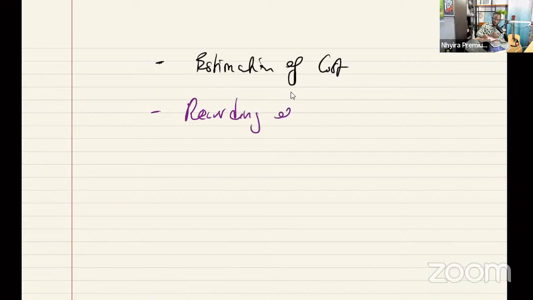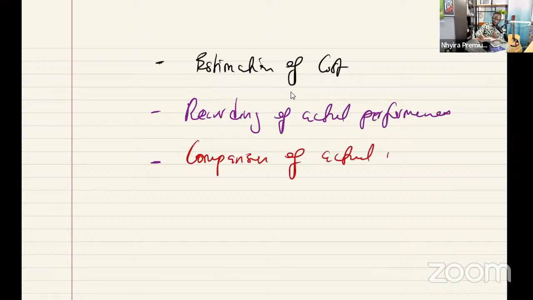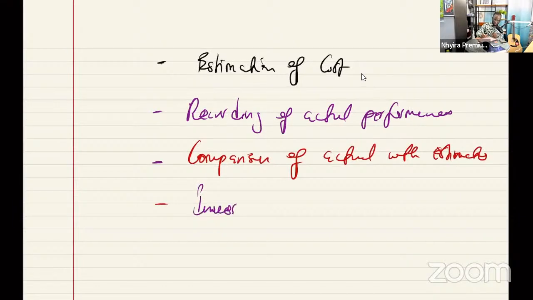Okay. So the standard setting process, that's in the standard costing. We said there are, first, it goes with the definition of what standard costing is. Standard costing refers to the process of estimation of cost, recording of actual performance or results, comparing the actual performance with the estimate, and then we investigate. That is where variance analysis comes into the picture. So that is the stages involved in standard costing.